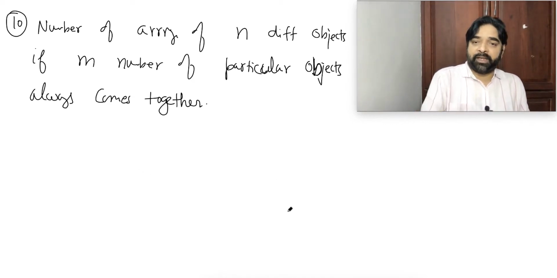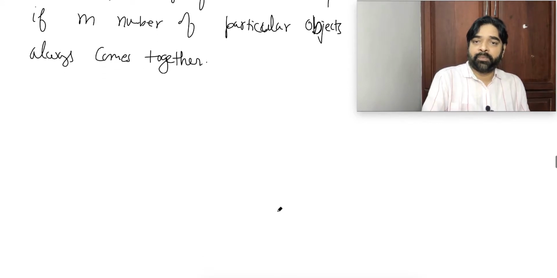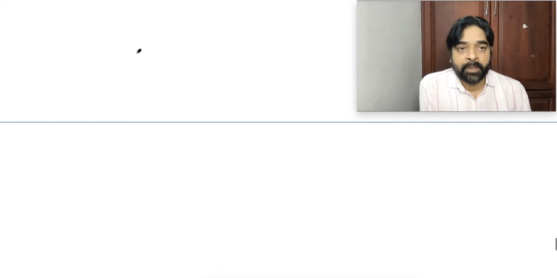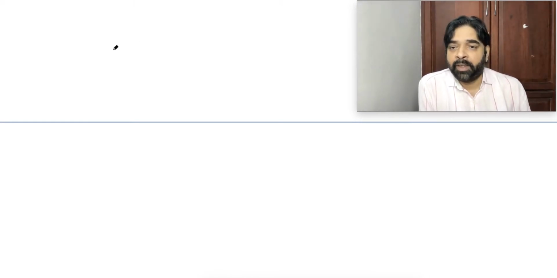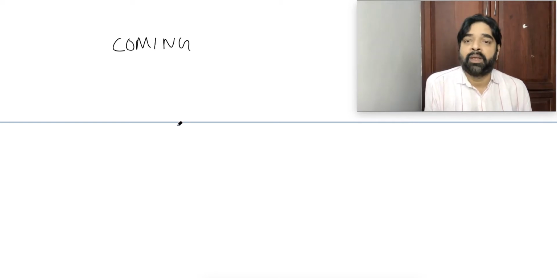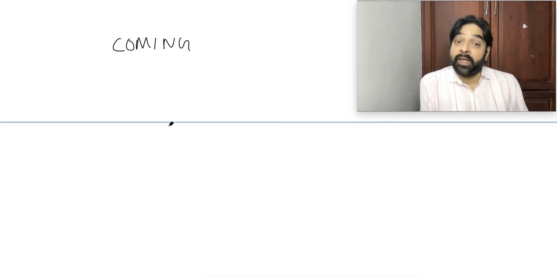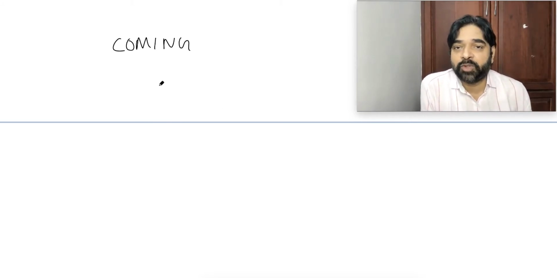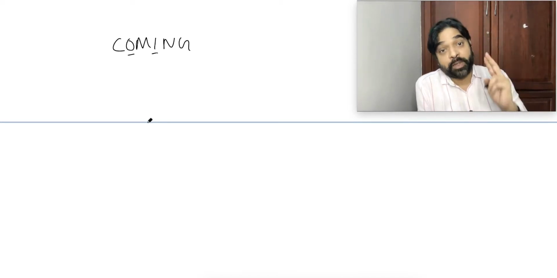Let me show you an example and then only you will be able to do it. Suppose I want to arrange the letters of the word COMING in such a way that the vowels should always be together. Are all of you able to understand the question? How many vowels are there? 2 vowels, O and I. They should always be together.